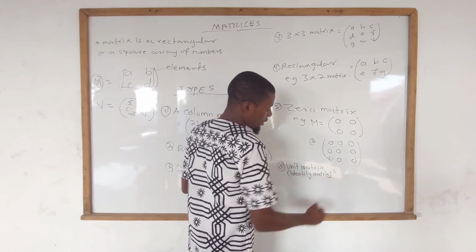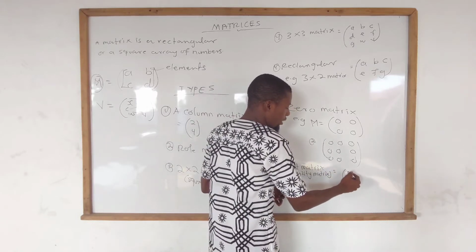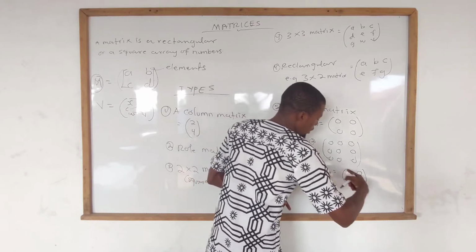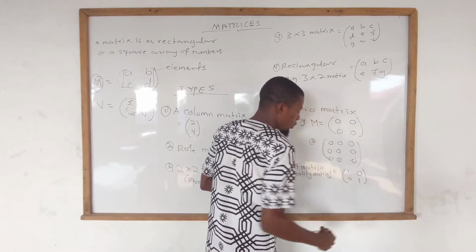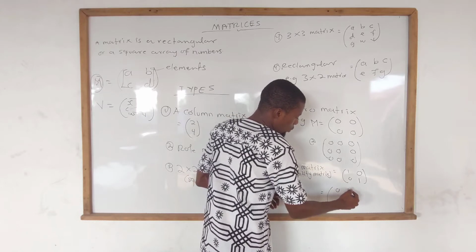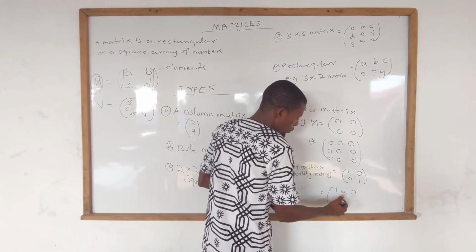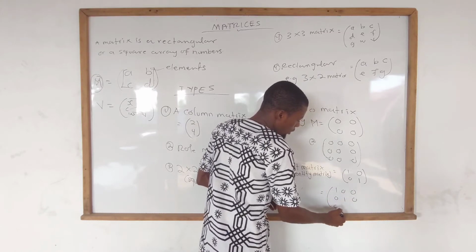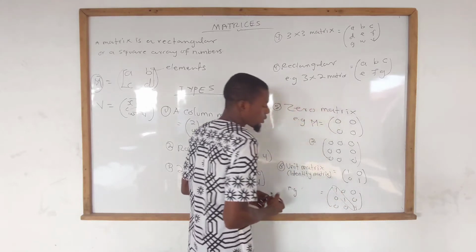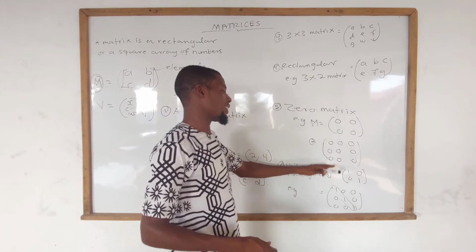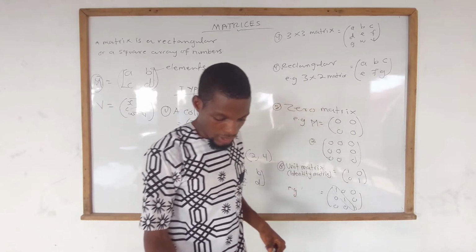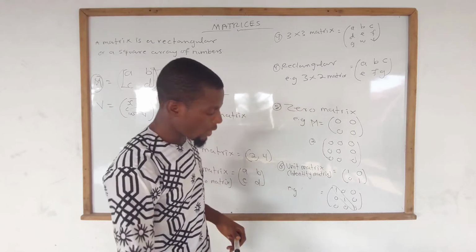So the identity matrix is given by 1, 0, 0, 1. An identity matrix is a matrix which has the whole diagonal being what? 1. Another example, for 3 by 3, we can have 1, 0, 0, 0, 1, 0, 0, 0, 1. You realize that the whole diagonal is what? 1. Are you getting that? When you have this, it's also called an identity or what? A unit matrix, okay?